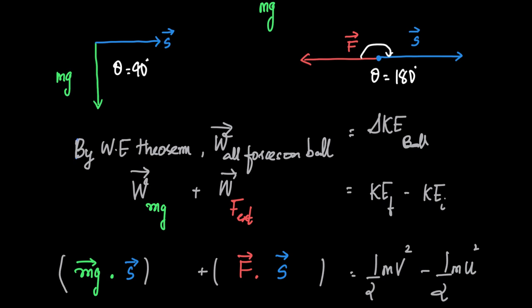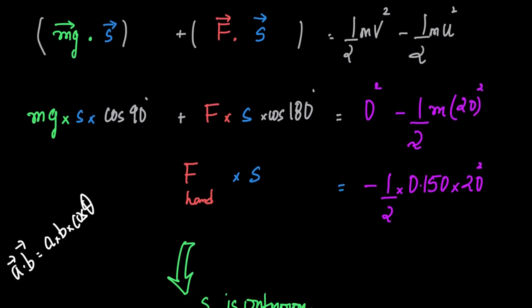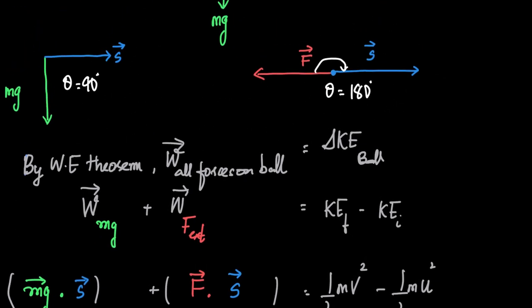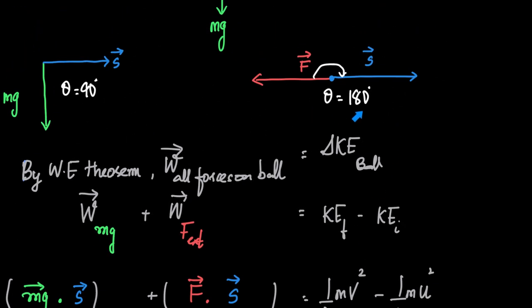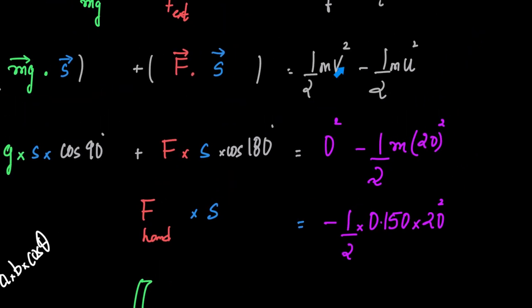What is angle between mg and s? It is 90 degrees, right? So that is cos 90 here. Magnitude of vector f is f, displacement is s, cos angle between f and s, which takes us back to the diagram. Angle between vector f and s is again 180 degrees, which makes this f into s into cos 180, is equal to half m into 0 squared minus half m into u squared. Why 0 squared? Because the ball is finally at rest. U is given to us as 20 meter per second, so 20 squared.